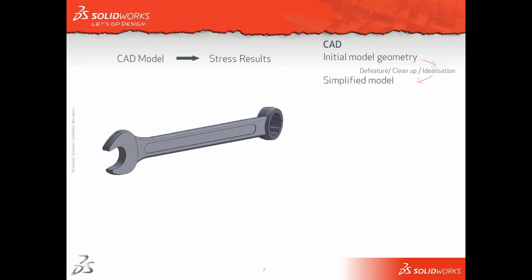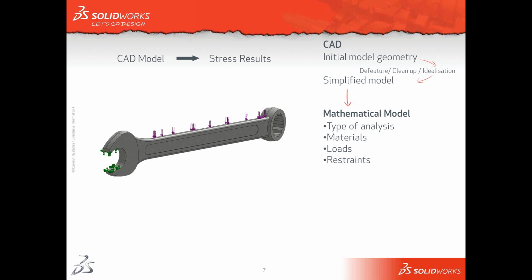So then we come through to our next step when we've got our simplified model, which is much, much cleaner, much simpler to model, and it will hopefully, because we've been through these steps, mesh a lot quicker and we'll be able to solve a lot quicker. The next step is setting up our mathematical model. So this is just applying our loads, our restraints.